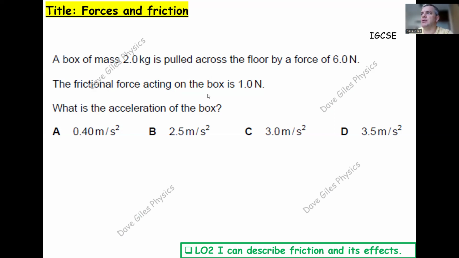So we need to work out the resultant force first. So you've got 6 newtons. Actually, this is both first and second learning objective. 6 minus 1, which is 5. And then you do F equals ma, force equals mass times acceleration. So a is F over m. The resultant force is 5. The mass is 2. 5 divided by 2 is 2.5 meters per second squared. And that's a past paper IGCSE question.